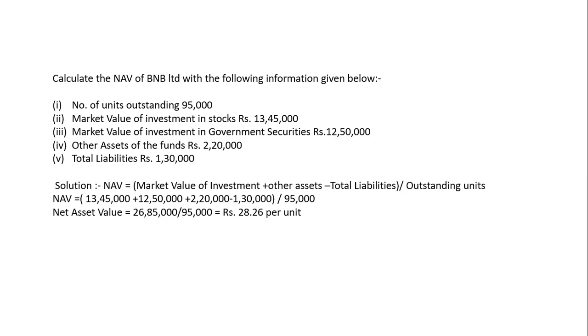That means on the asset side we will add all the assets and then we will deduct the liability. Liability means outstanding expenses of 1,30,000. We will deduct and we will divide with the number of units 95,000. So this is the net asset value: 26,85,000 divided by 95,000, 28.26 per unit. Note down.